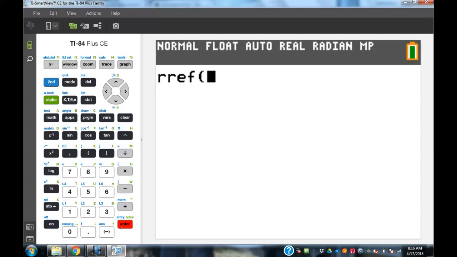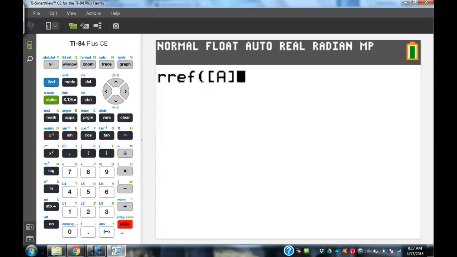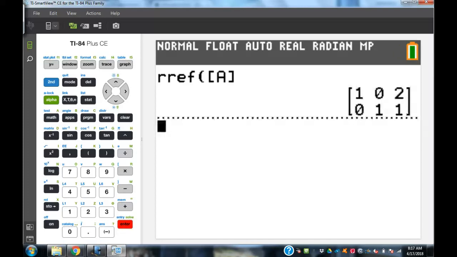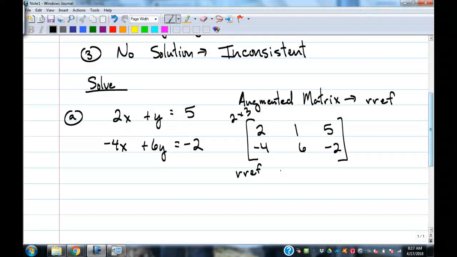So we're going to pick the matrix we put it into. So second matrix, and this is where you're under the names menu. Whichever one you put that into, pick that one. So I put it in A, so I'm going to pick A. And then just hit enter. And it cranks out this matrix. 1, 0, 2, 0, 1, 1. Okay. That matrix, after RREF, get this. 1, 0, 2, 0, 1, 1.